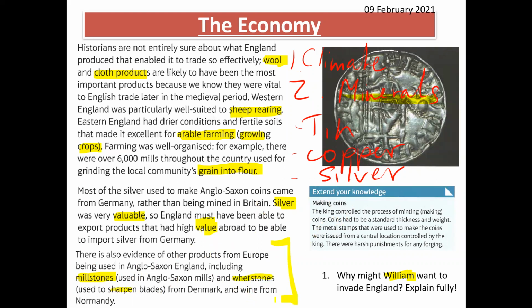So, there's lots of evidence of trade from all parts of Europe. In particular, we had things like wine from Normandy. Good old Norman wine, can't beat a bit of European French wine.